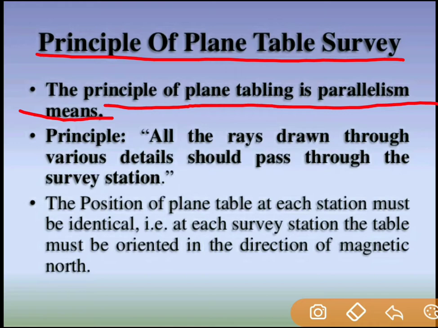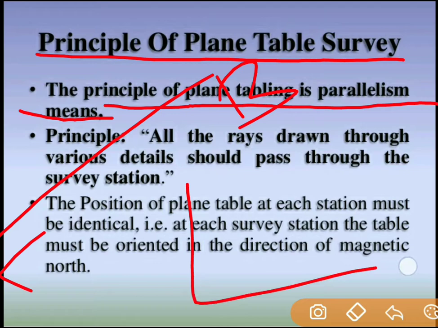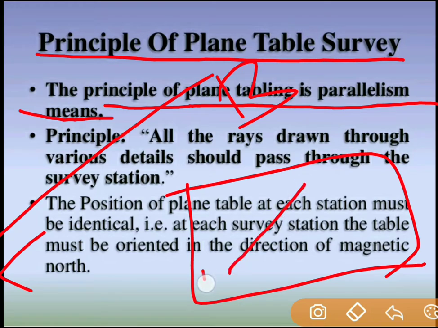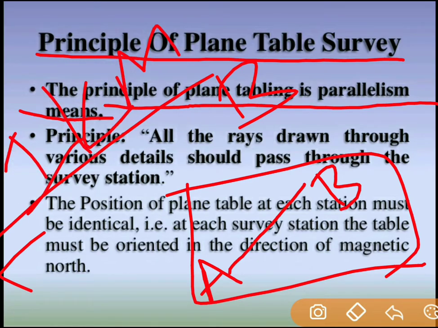Here we are drawing the rays, right? For example, in the field we have a line AB. Here we have a plane table or drawing sheet. The figure we get on the drawing sheet is like this, the same points but with a different scale. For example, here we have 1 kilometer, and here 1 centimeter or 100 centimeter, like the different scales we use to prepare a map.